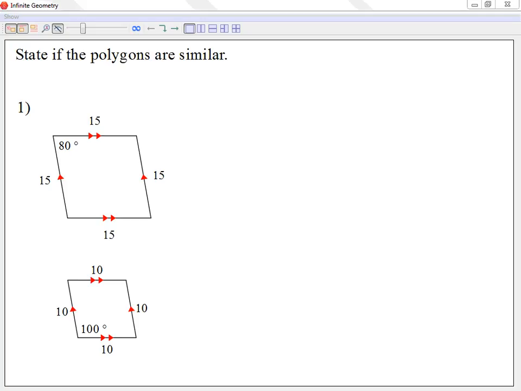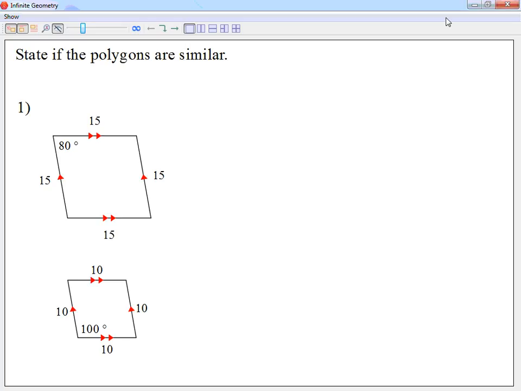Unit, our test is very similar to our quizzes. So let me review the whole thing. The first few questions are asking me if they're similar or not. For my figures to be similar, my angles have to be the same.